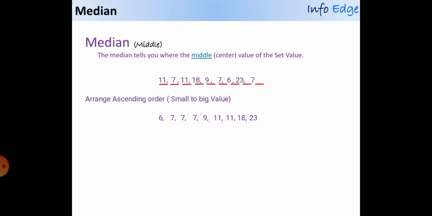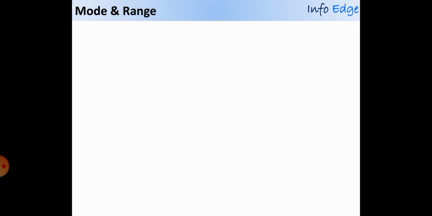In this, the middle number is 9. That means there are 4 numbers before and 4 numbers after, and in the middle is 9. So the median, or center value, is 9. Then we'll see mode and range.